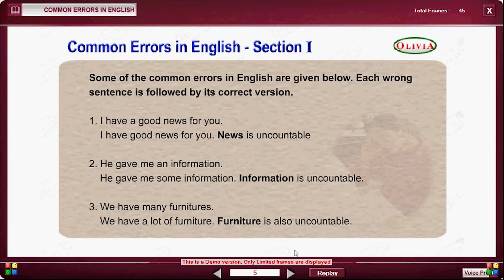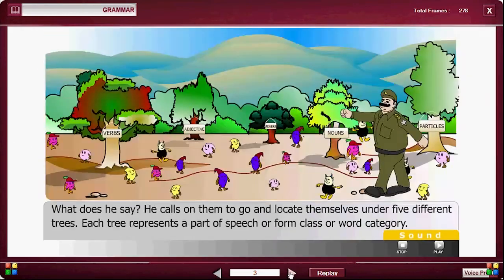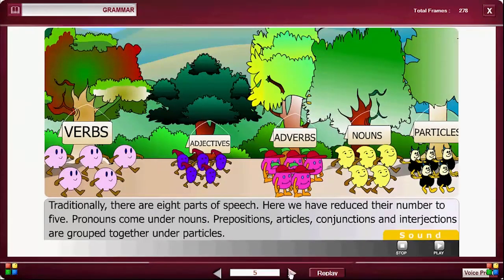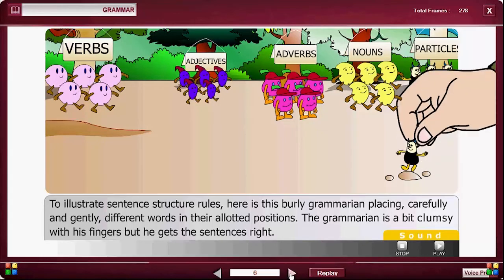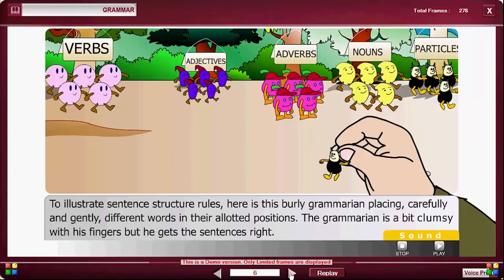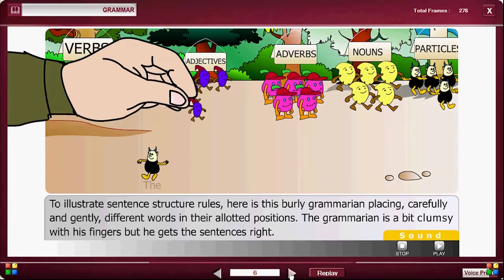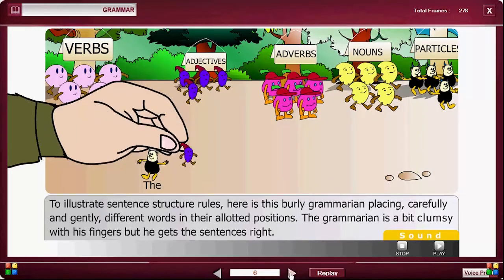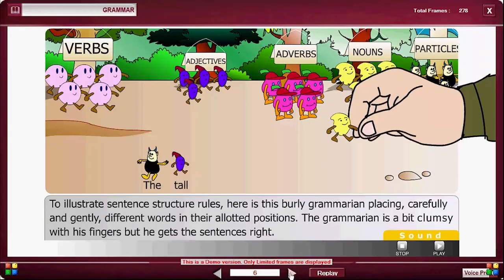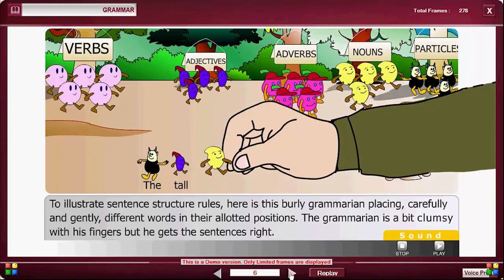Grammar with exercises. Everything in grammar, for 278 items and their arrangements. Imagine, let us further imagine. Traditionally, to illustrate sentence structure rules, here is this burly grammarian placing carefully and gently different words in their allotted positions. The grammarian is a bit clumsy with his fingers, but he gets his sentences right.